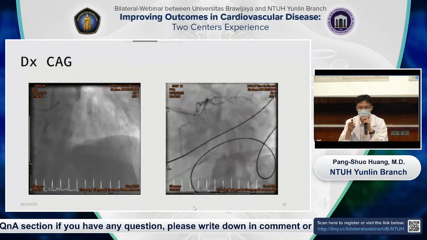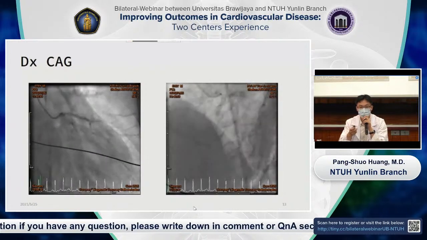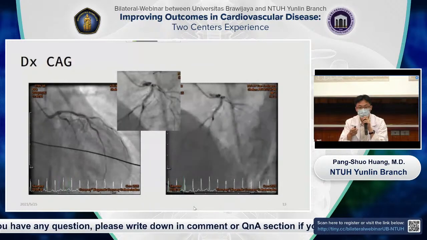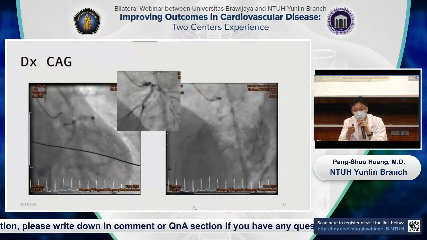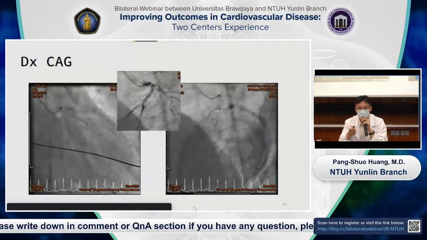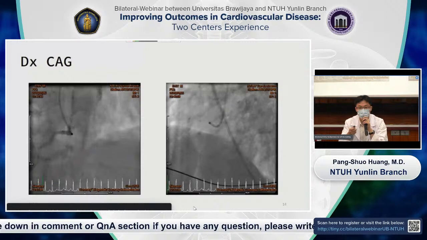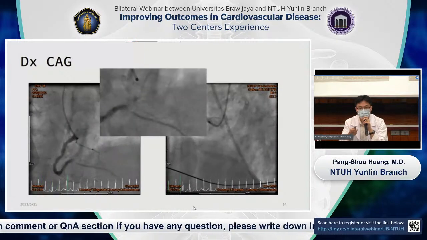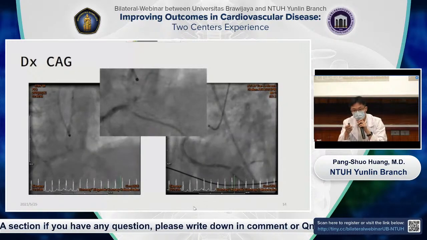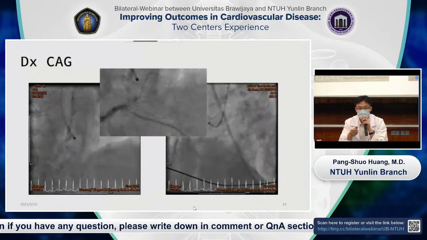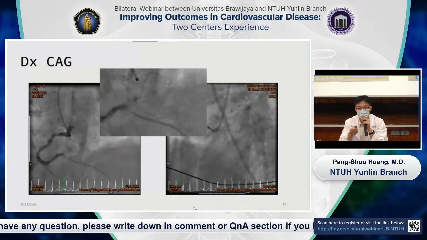And in this show, and let's view, we can see there is one Lemon bifurcation lesion, around 1,1,1, Medina 1,1,1 lesions. And the infarction-related artery is the RCA. So it is one proximal lesion around 70%, and the distal total occlusion of the PLA branches.